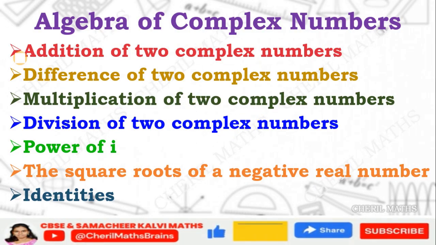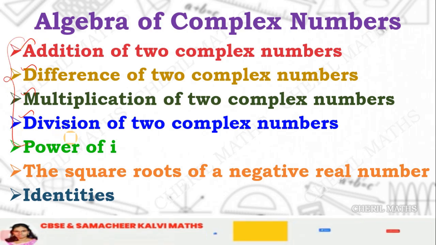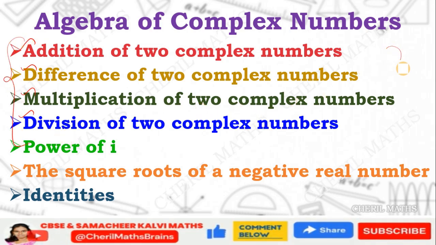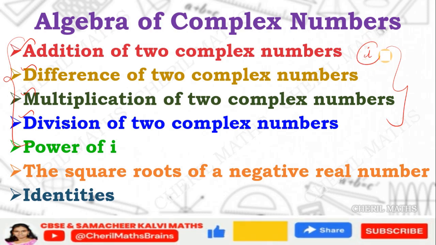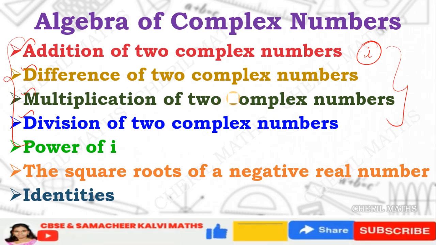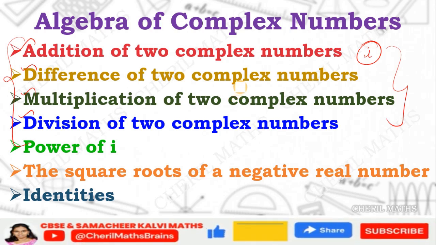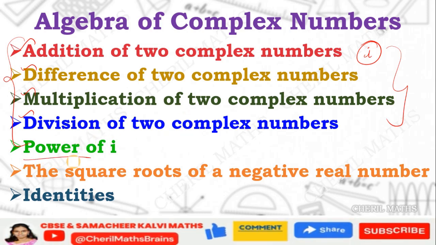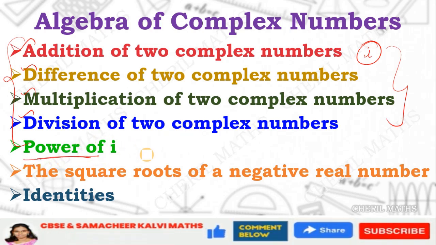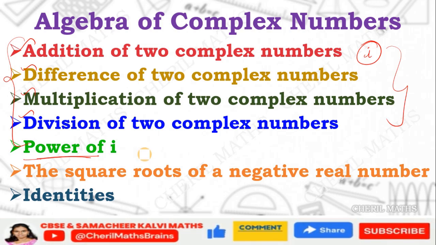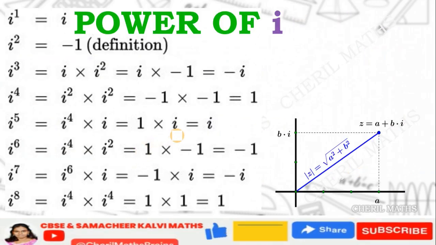So we've already discussed the addition, subtraction, multiplication and division of complex numbers. We saw that we had the number i everywhere, wherever we discussed addition, subtraction, multiplication or division, which is nothing but the imaginary part of the complex number. Now we are going to learn about the power of i. i can also take different powers.